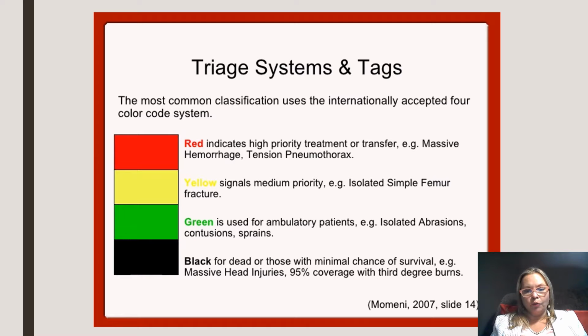They're already deceased or with minimal chance of survival. Let's say an open head wound. You're seeing brain matter. They're alive, but are we going to have much of a chance to save them right now? So that, or 95% burns over their body. We may need to tag them in the black section because there's just not very much chance of survival. So I want you to remember this and look over this because I want you to be familiar so that we can have an interactive exercise.